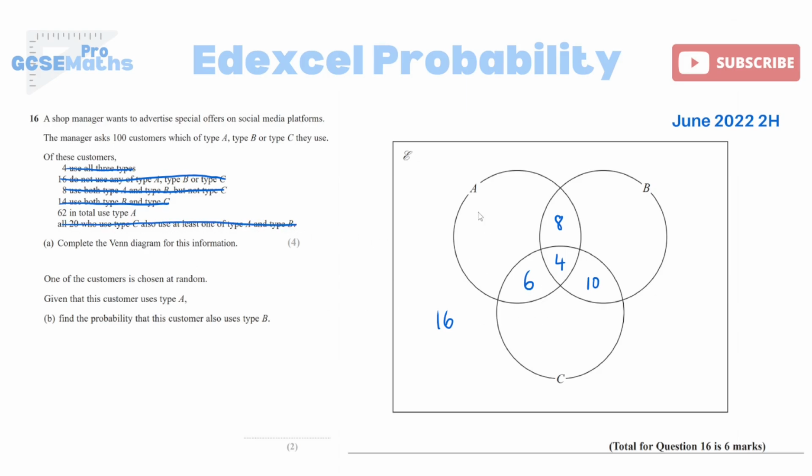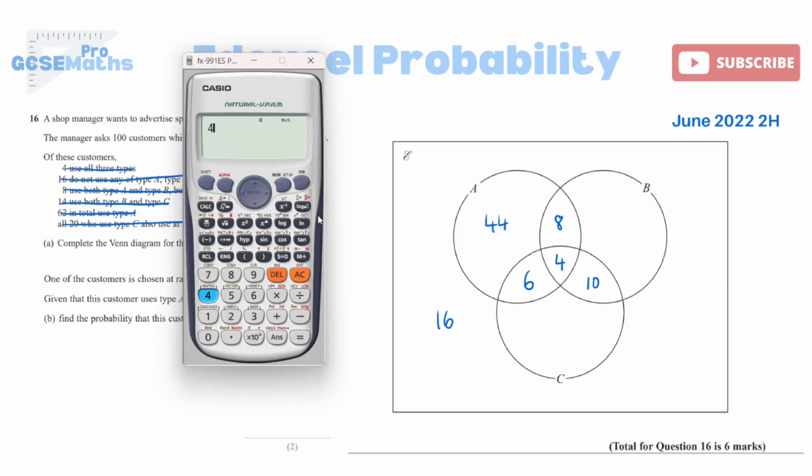So it's just about interpreting what they're saying, basically. Now if I go back to this, 62 in total use type A, that's fine because now I know all the overlaps. The rest will just go in A. So that's obviously 10, 18, 62 minus 18 gives me 44 for just A. So now I've crossed off all this information. That doesn't necessarily mean you're done though, because just double check, does this all add up to 100? So we've got 44 plus 8 plus 6 plus 4 plus 10, and obviously on the outside 16. That adds up to 88.